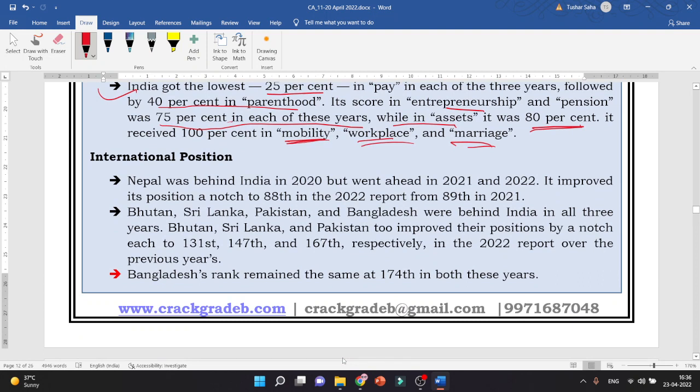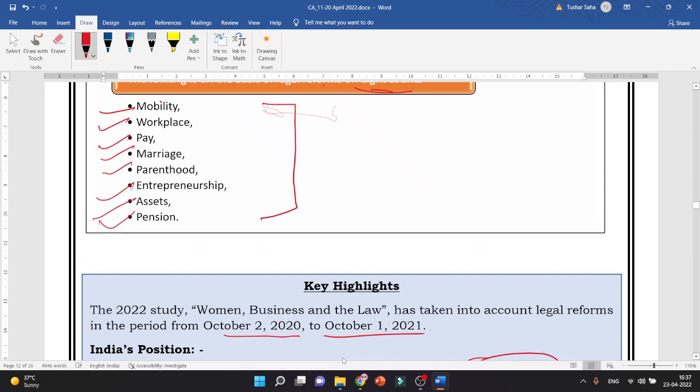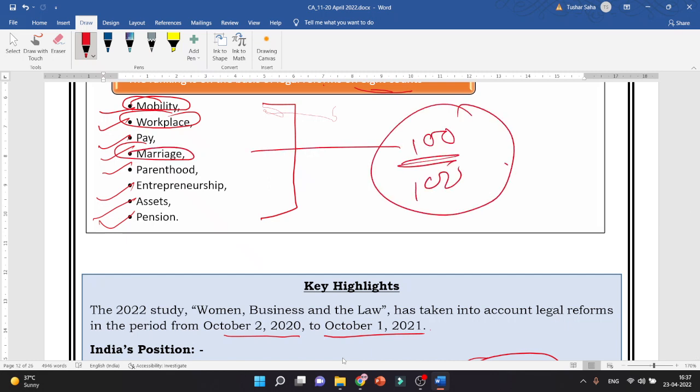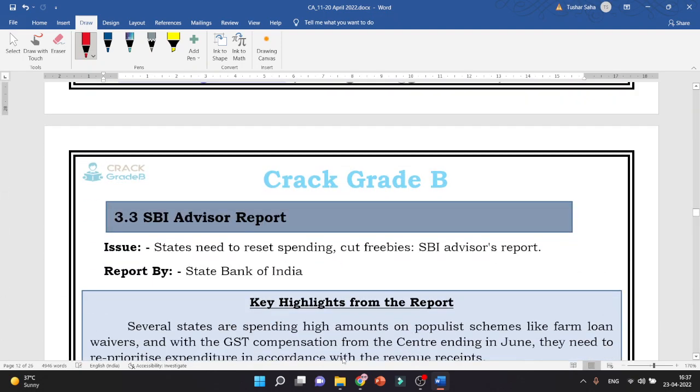Then, the international position. Go through it and you would understand. The very important point here is the 100% on mobility, workplace and marriage. Out of these 8, in mobility, workplace and marriage, how much has India scored? 100 out of 100. Very important point for you to remember.